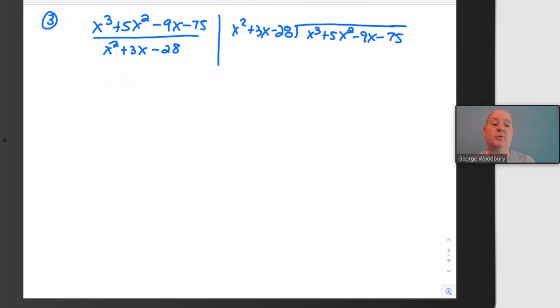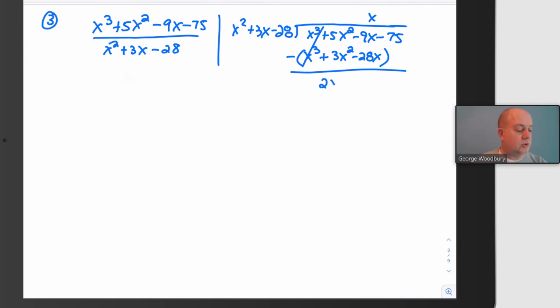We work with the two terms of greatest degree. That's x squared in the divisor, x cubed inside the division box, and we multiply x squared by x to get x cubed. So x times x squared is x cubed, x times 3x is plus 3x squared, x times negative 28 is negative 28x. Now we subtract. x cubed minus x cubed is 0. 5x squared minus 3x squared, that's 2x squared. Negative 9x minus negative 28x, that's like negative 9x plus 28x. That's plus 19x minus 75.